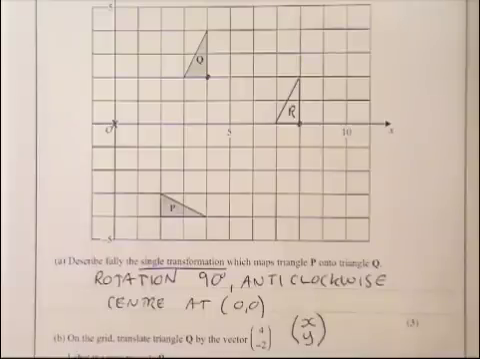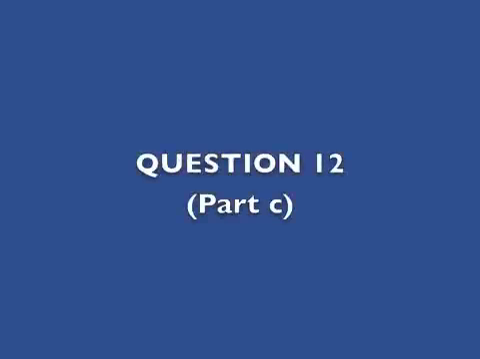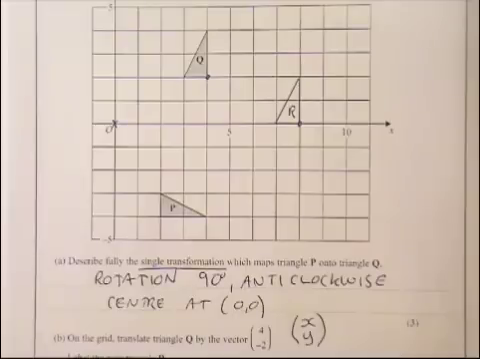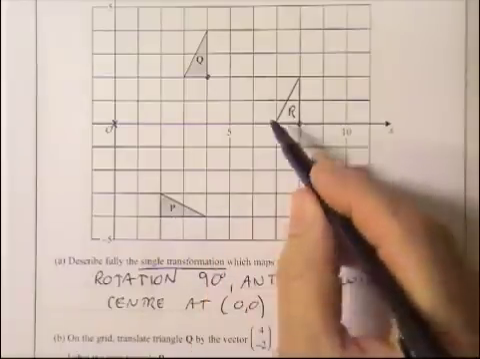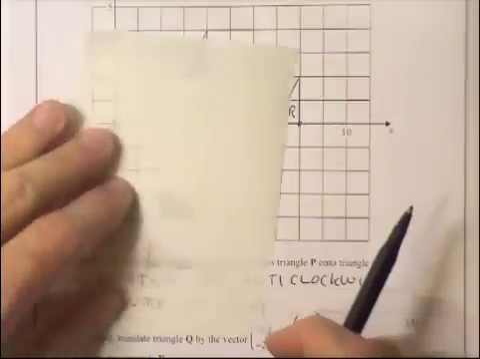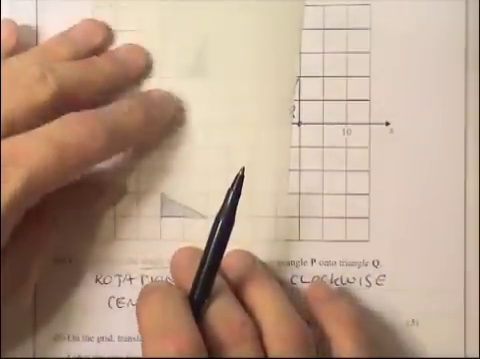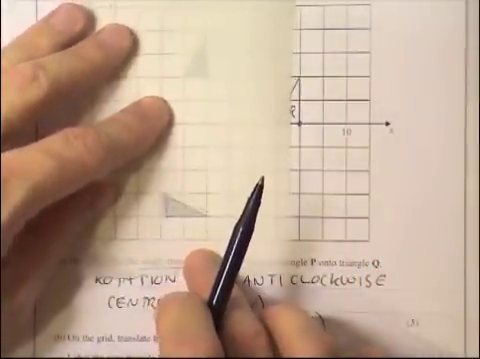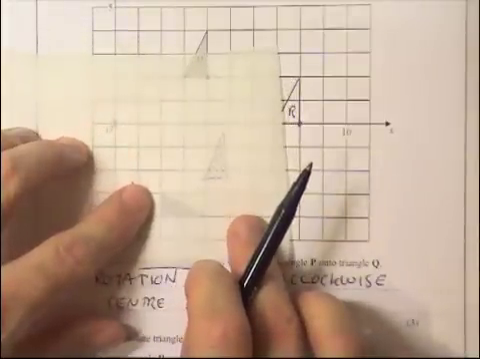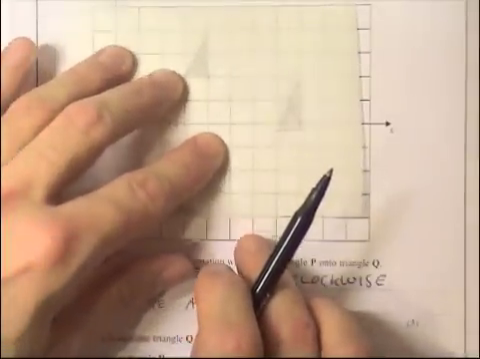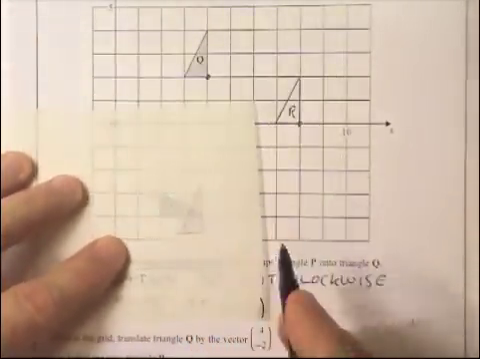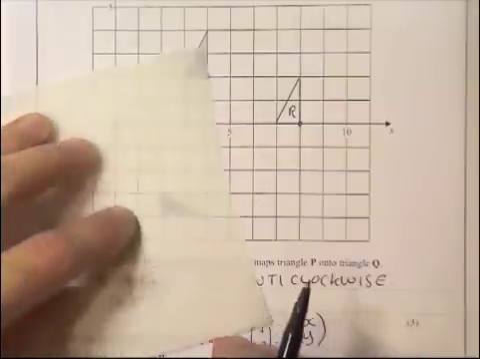In the same way as part A, part C asked me to describe fully the single transformation which maps triangle P onto triangle R. Again, if I get my tracing paper, I can easily see that it is a rotation, because if I rotate P 90 degrees anti-clockwise, I can see that that's what happened to the shape. So it's a 90-degree anti-clockwise rotation.